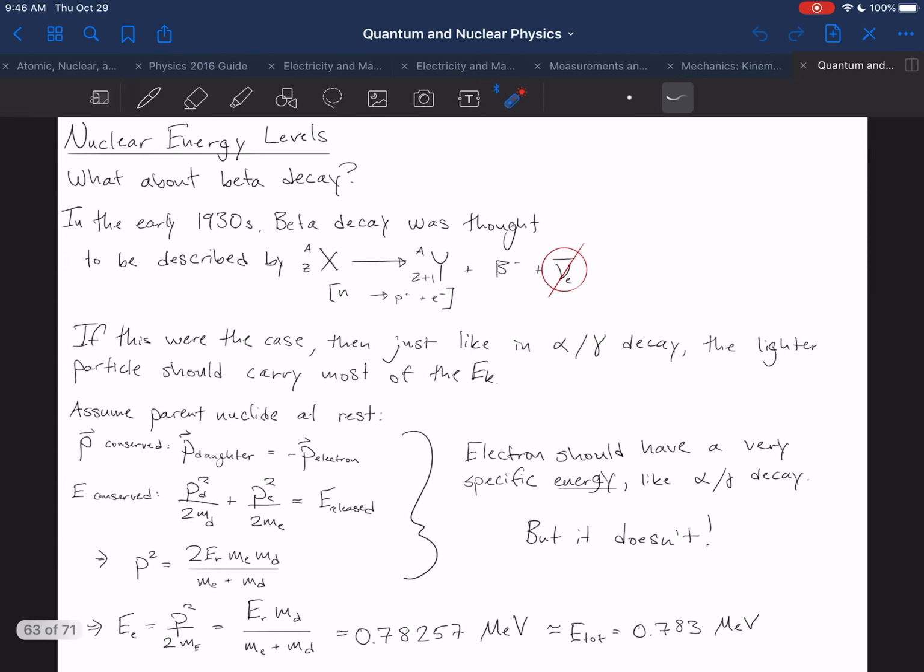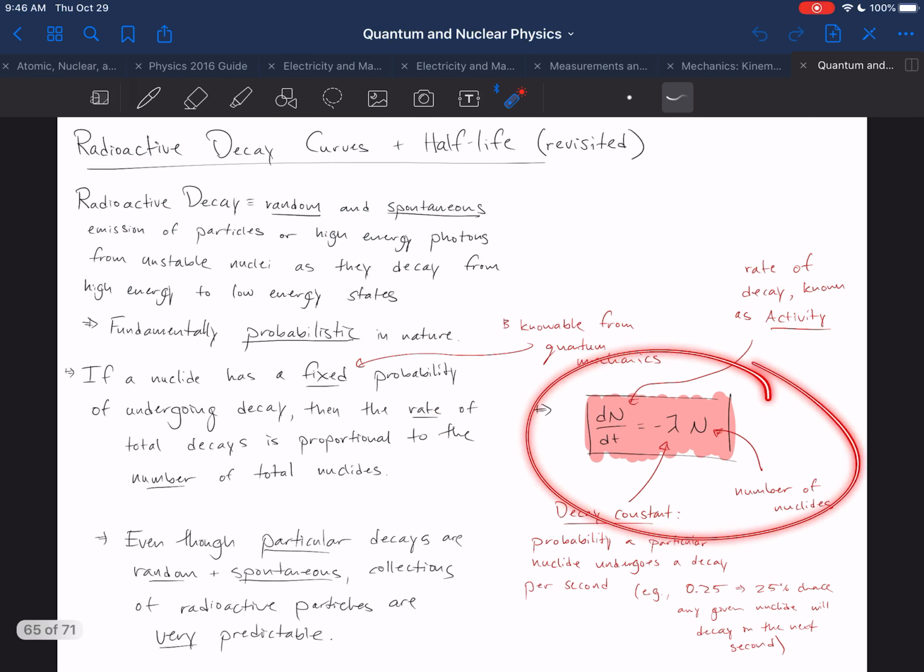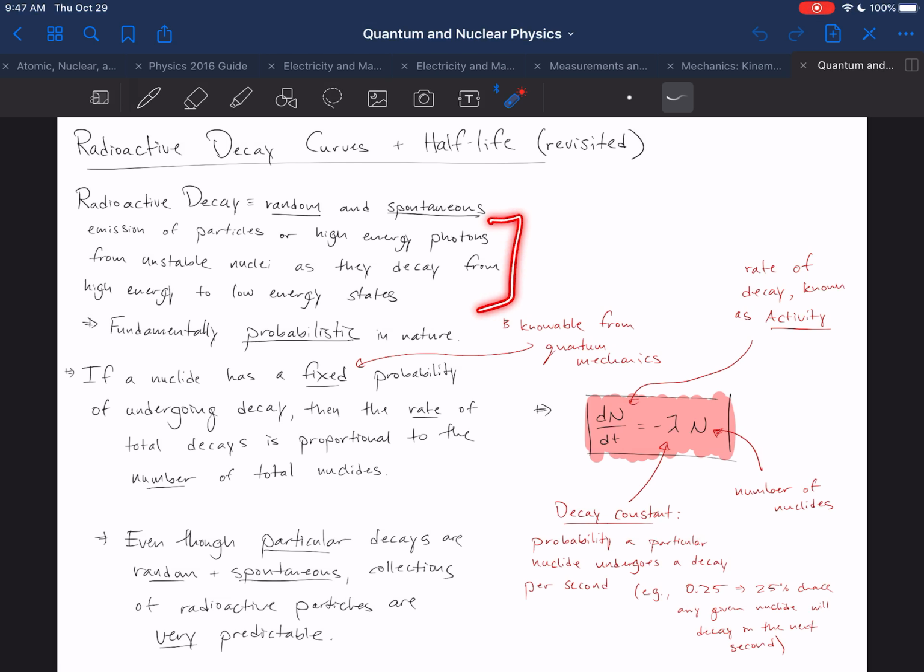We initially encountered lambda as the decay constant in our fundamental radioactive decay formula. Without going over all of the details again, remember that radioactive decay was the random and spontaneous emission of particles, or high-energy photons, from unstable nuclei as they decay from high-energy to low-energy states. And we can unpack this now in a little more detail as often involving a quantum tunneling event. It is fundamentally probabilistic in nature because quantum is fundamentally probabilistic in nature.